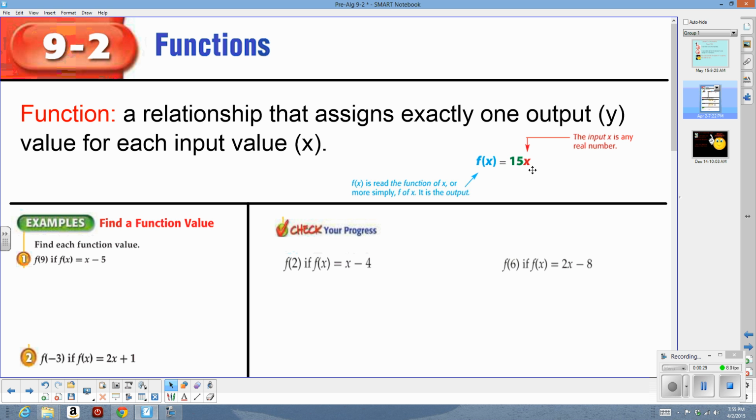I sometimes like to kid and call this function notation Fancy Nancy notation, because Fancy Nancy always uses a fancy way of saying things. Well, this is just a fancy way for saying y equals 15x. X is your input. You put in a value for x, you do the math, and what comes out is your y, or your output.